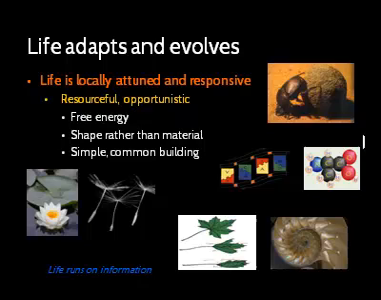Like this dung beetle uses what's locally available, free and abundant. In this case, it's dung, and they use that. They stick their eggs in there and they roll it up, and makes this nice little package for reproduction. So that's what we mean by locally attuned and responsive, and the resourceful and opportunistic part.